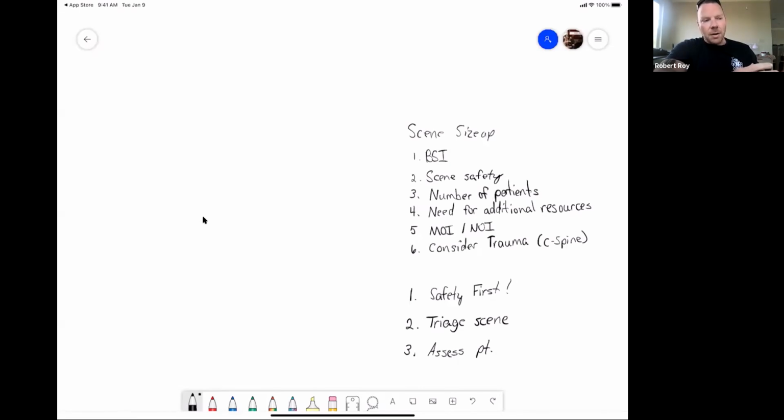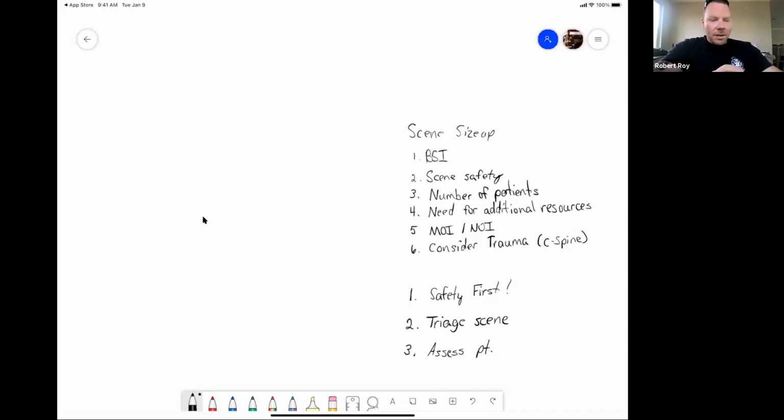We don't know. So you may not always want to treat the first patient you come to. They may not need it. They may already be too far gone. It could just be a stubbed toe. Meanwhile, the next one after them is on their way to cardiac arrest.